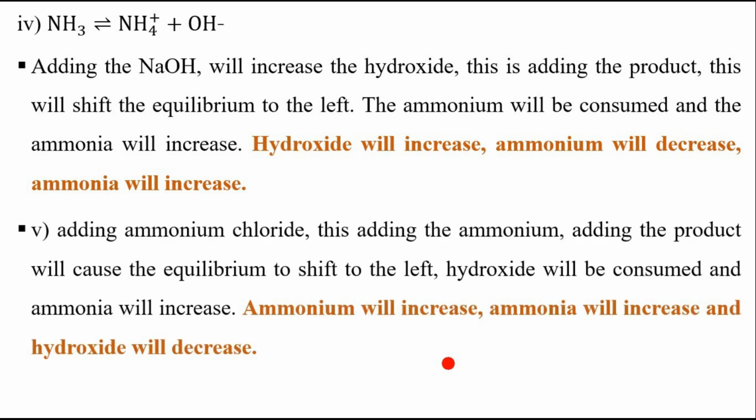So what if you add ammonium chloride? That means you're also adding the ammonium, which means you are adding the product. So adding the product causes the reaction to shift toward the formation of the reactant. That means ammonia will increase. Ammonium will increase also because it is being added, and the hydroxide will decrease because it is going to be consumed, giving back the reactant.